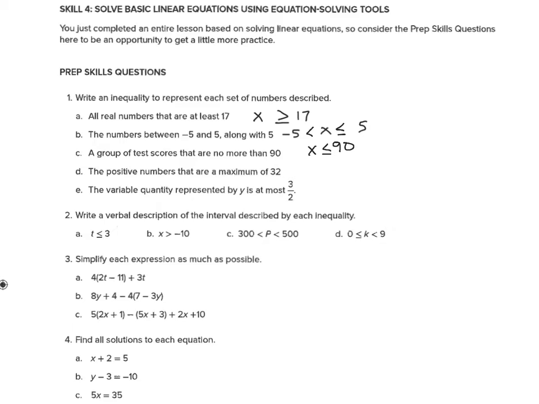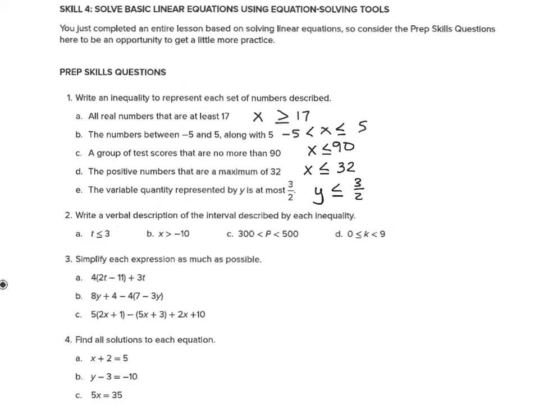D, the positive numbers that are a maximum of 32. That's a little bit easier to interpret, right? The variable quantity represented by y is at most 3/2, so that's, again, the most it can be.